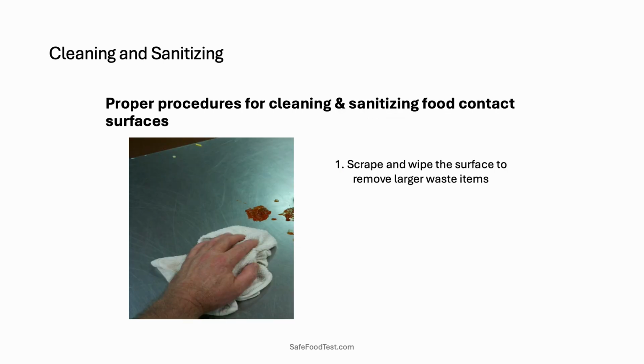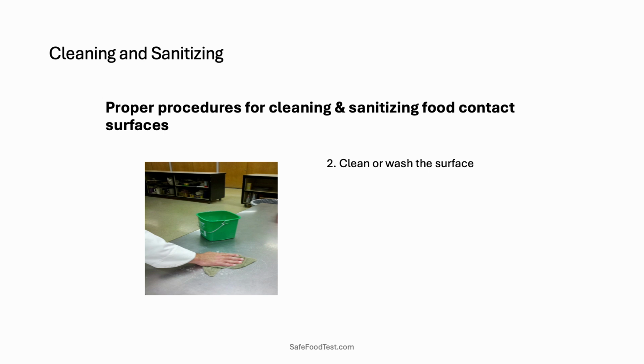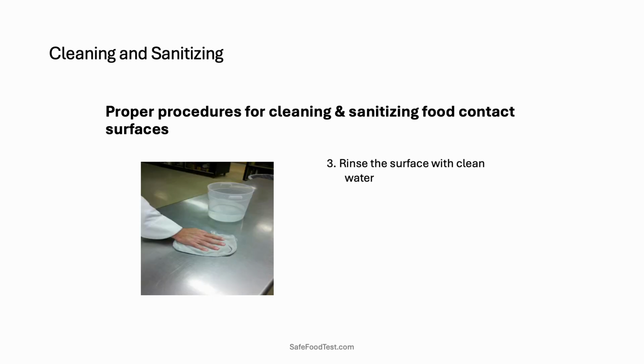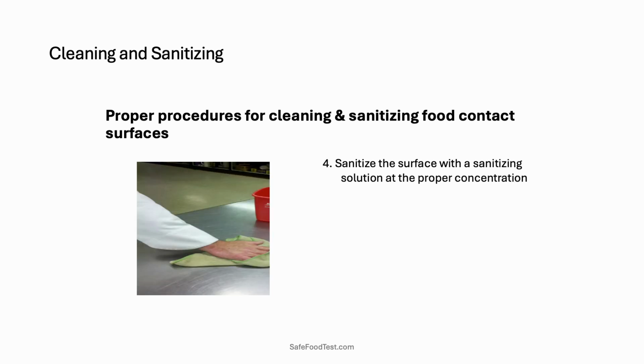Proper procedures for cleaning and sanitizing food contact surfaces. Step 1. Scrape and wipe the surface to remove large waste items. Step 2. Clean or wash the surface. Step 3. Rinse the surface with clean water. Step 4. Sanitize the surface with a sanitizing solution at the proper concentration.